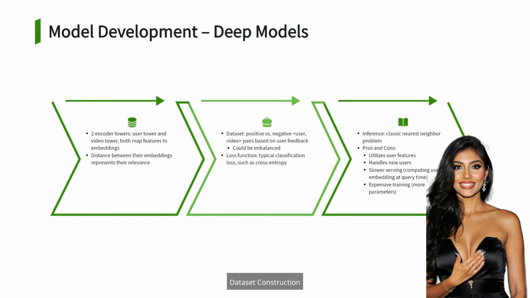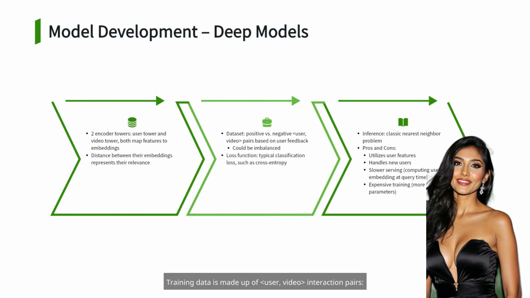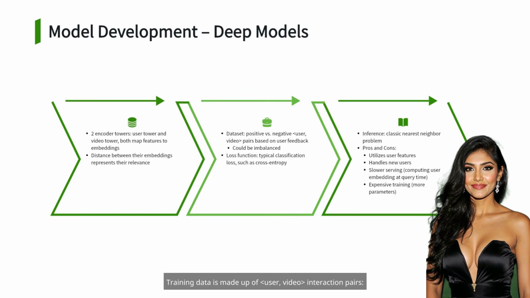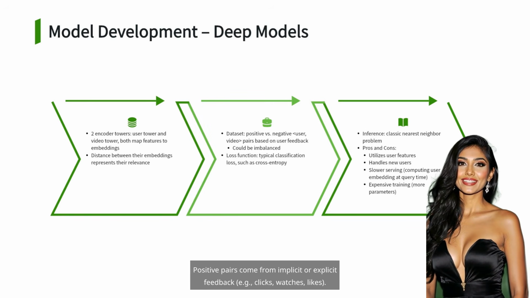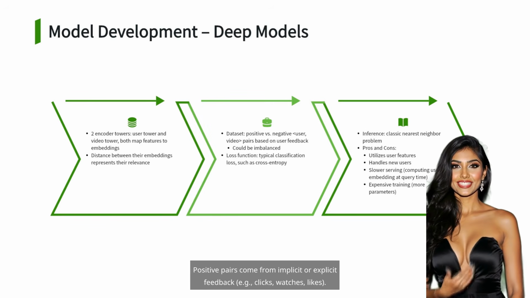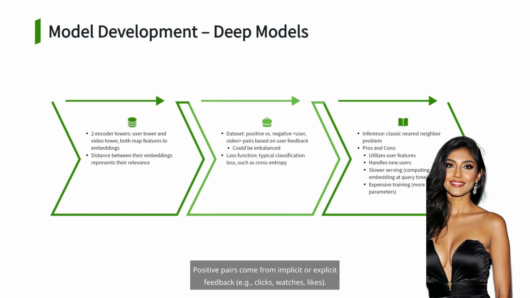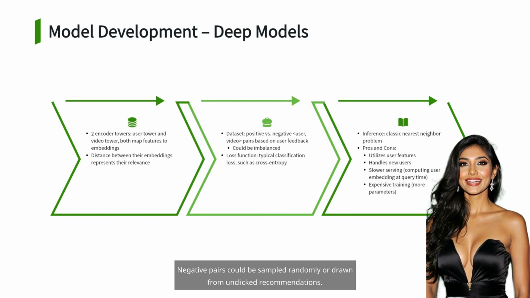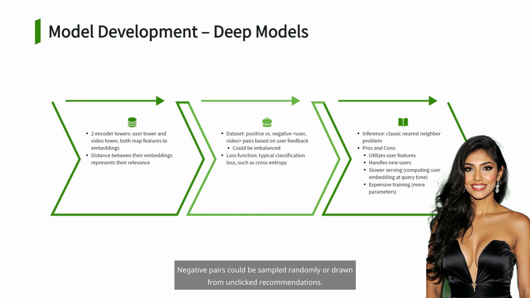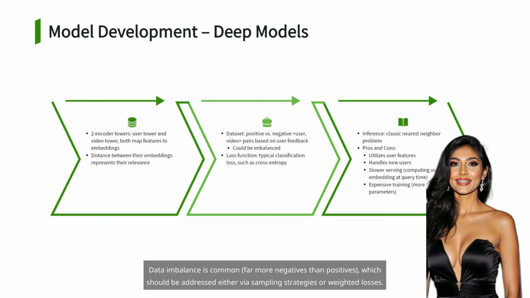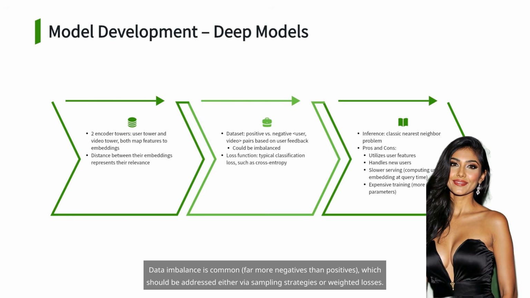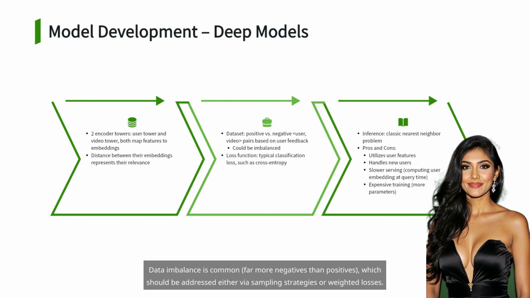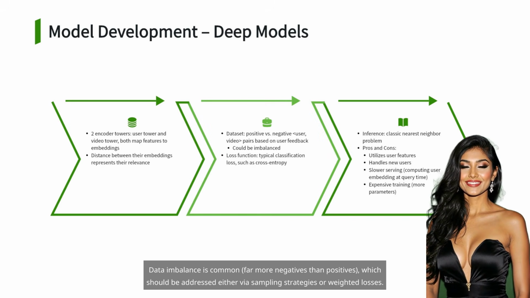Dataset construction. Training data is made up of user-video interaction pairs. Positive pairs come from implicit or explicit feedback, e.g., clicks, watches, likes. Negative pairs could be sampled randomly or drawn from unclicked recommendations. Data imbalance is common, far more negatives than positives, which should be addressed either via sampling strategies or weighted losses.